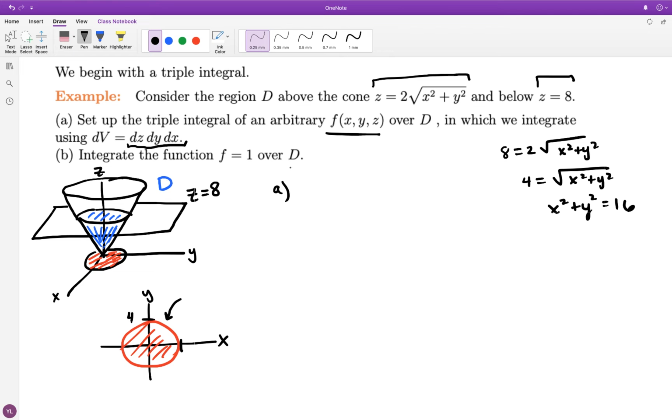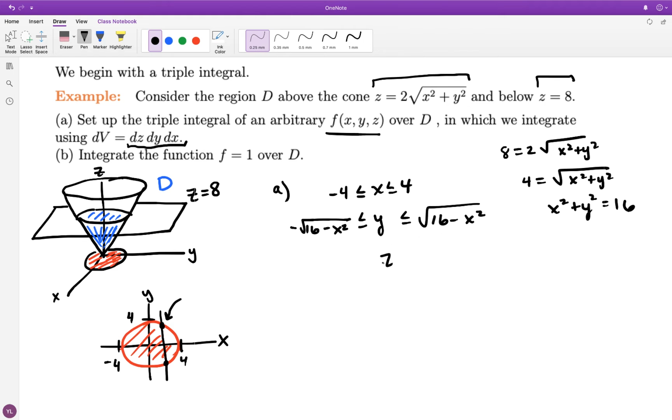If I'm going to set up the region D as a type 1 region, as indicated here with the differentials, I'm going to let x range between -4 and 4, and then y is going to range between 2 functions. Here's 4, here's -4 for the x values. I draw a line at any x value in between, and I see the top and the bottom. y is at most the top half of the circle, and at least the bottom half of this circle. So y ranges between negative root 16 minus x squared and positive root 16 minus x squared.